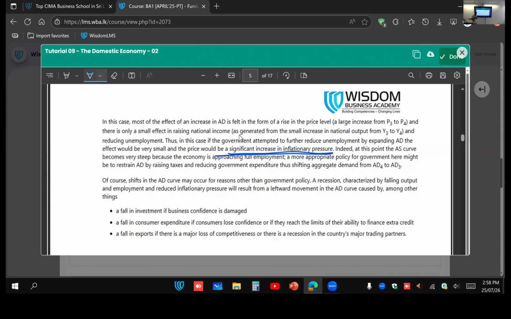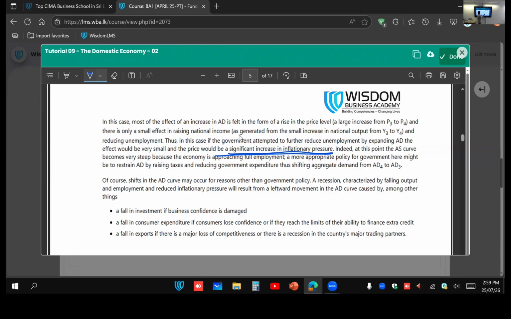When you meet the full employment level, there's no point if you don't have resources. When you don't have resources, there's no point in reaching full employment. Both factors are linked. So, approaching full employment, a more appropriate policy for the government here might be to restrain AD by raising taxes and reducing government expenditure. At that scenario number 2, right? So shifting aggregate demand from AD4 to AD3.